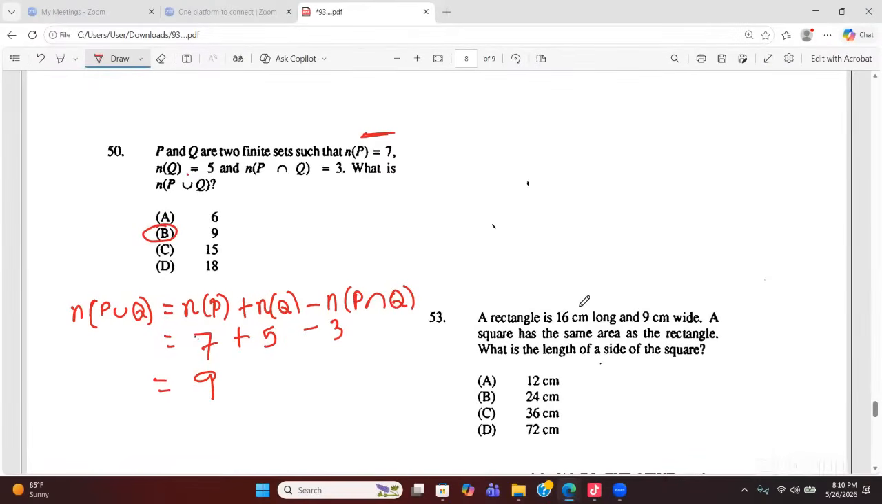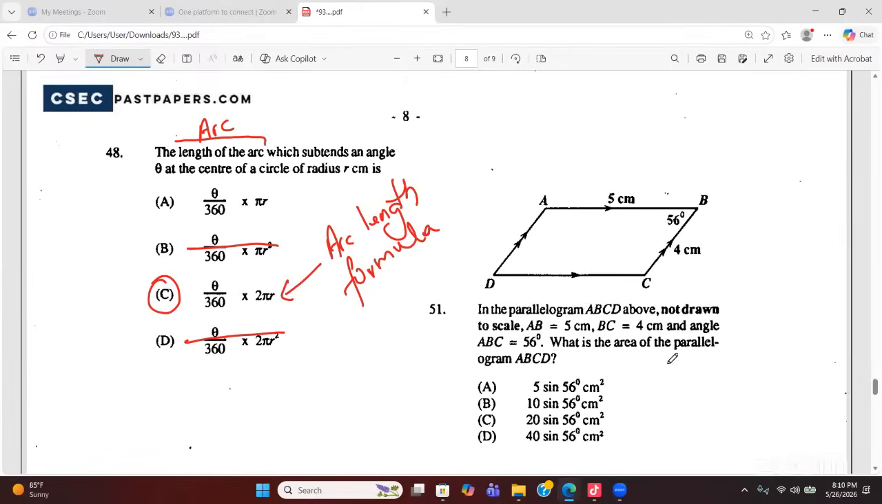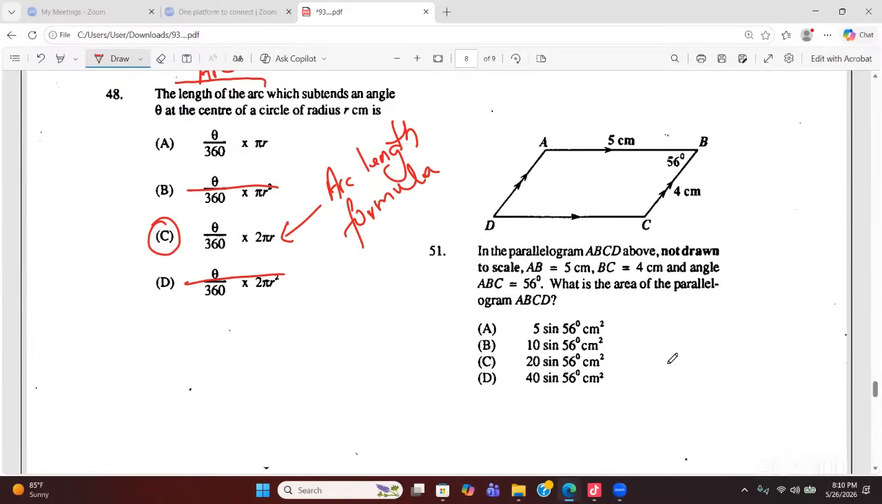Let's take a look here. This one here. It says in a parallelogram ABCD above, not drawn to scale. Not drawn to scale. All right. So AB is equal to 5, BC is equal to 4, and angle C is equal to 56. So what is the area of this?